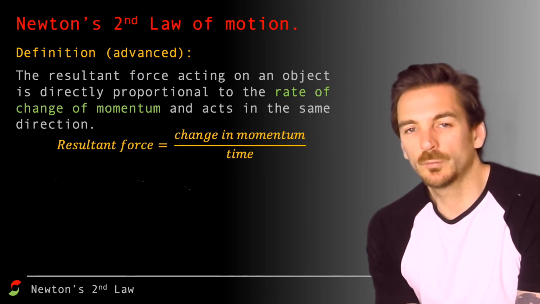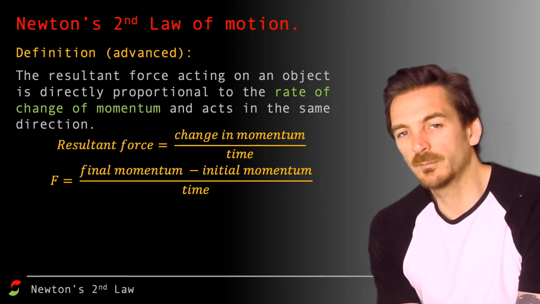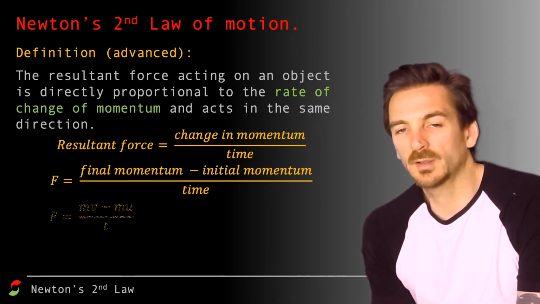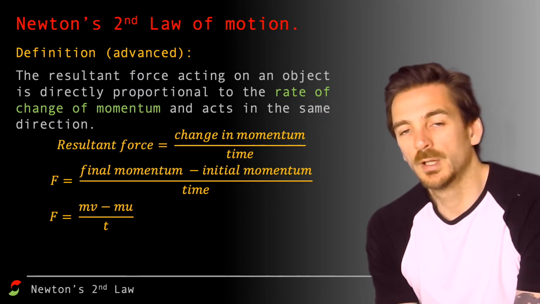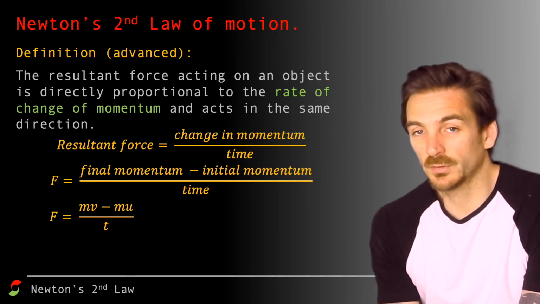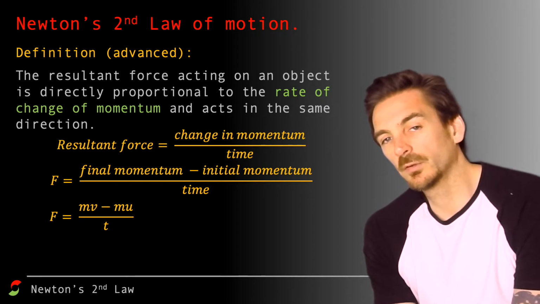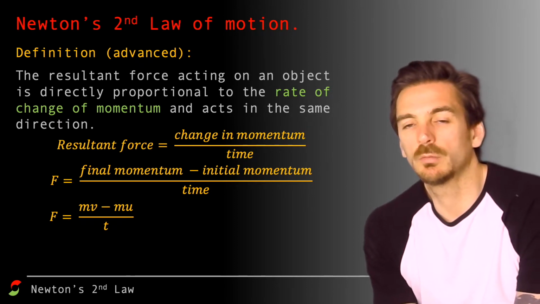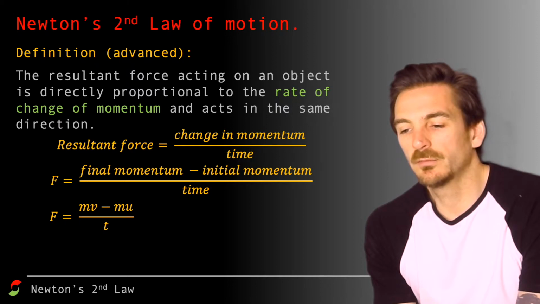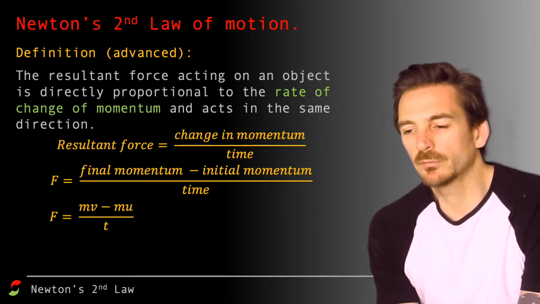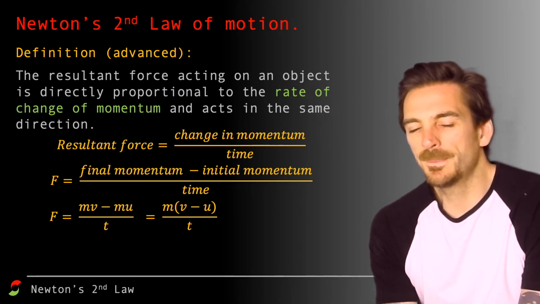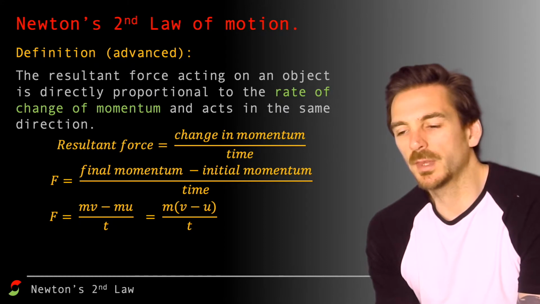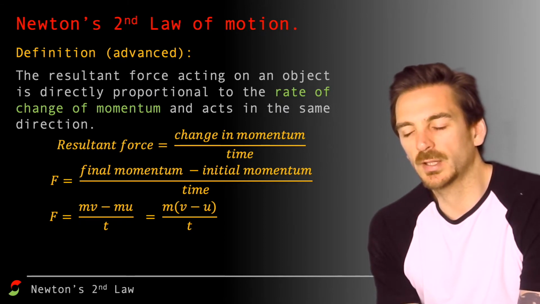So change in momentum will just be final momentum minus initial momentum, and momentum is calculated using mass times velocity. So there we've got mass times final velocity minus mass times initial velocity over time, or mv minus mu over t. And we can simplify that. We can stick a bracket around the v minus u and pull the m out. So that's our equation from the more advanced definition of Newton's second law.